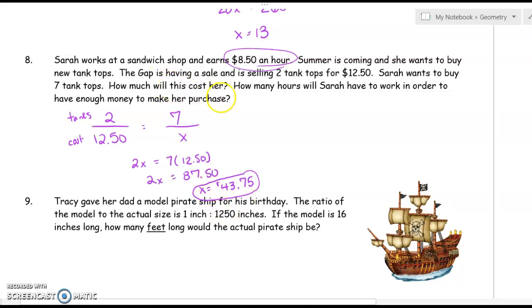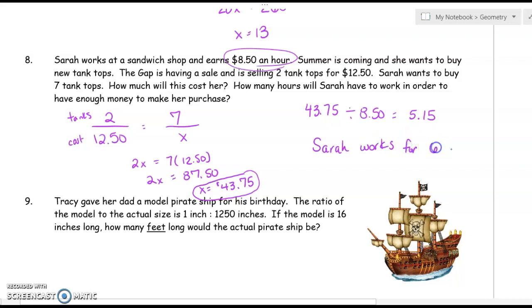Now we can answer the second question of how many hours will Sarah have to work in order to make enough money to make her purchase. Well, she makes $8.50 an hour. So we got to take the $43.75 that it cost her, and we need to divide it by this $8.50 to see how many hours she needs to work. It ends up being about 5.15. So assuming that she can only work whole hours, not like half hours or 0.15 hours, you would say that Sarah needs to work about 6 hours.